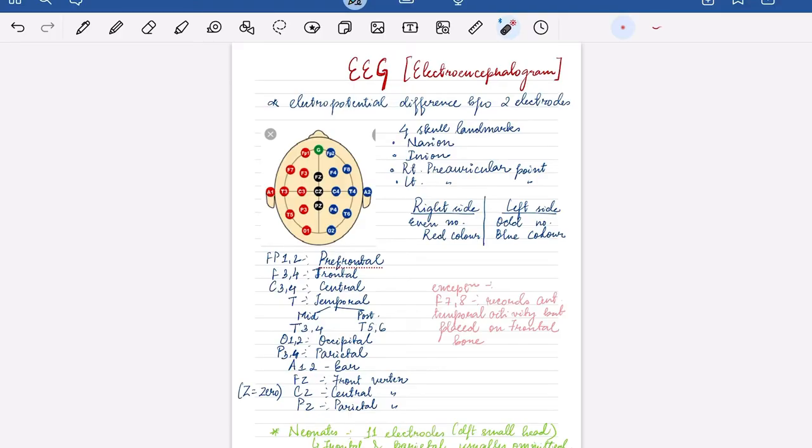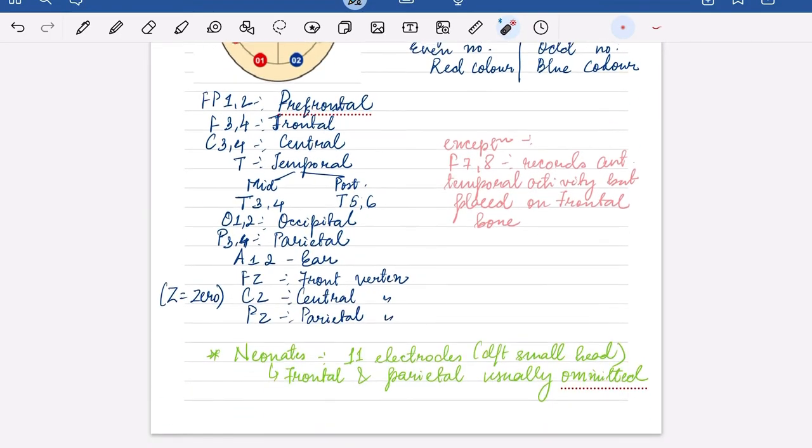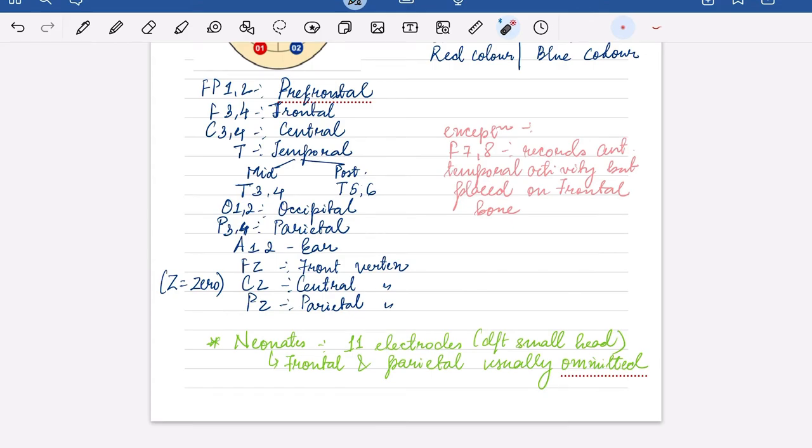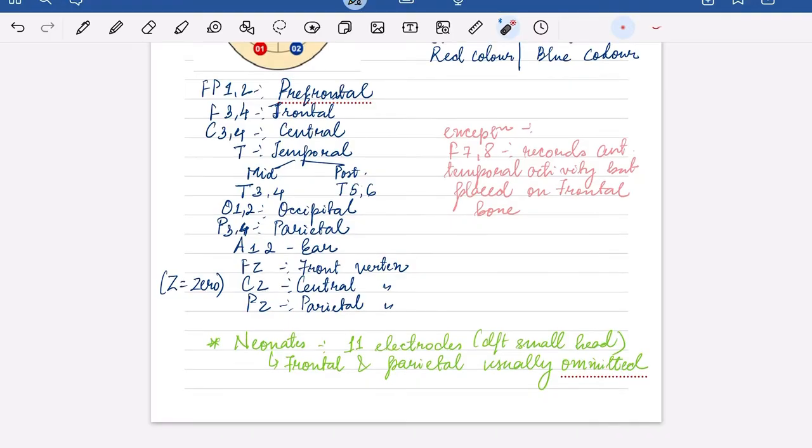Now in neonates, since the skull area is less, 11 electrodes are placed. Here we read about 21 electrodes. In neonates, 11 electrodes are placed, where the frontal and parietal are usually omitted.